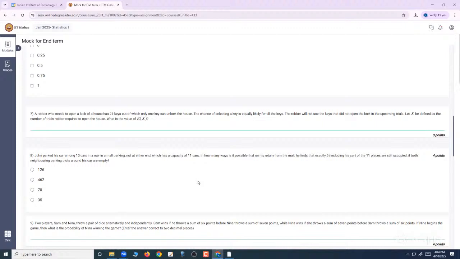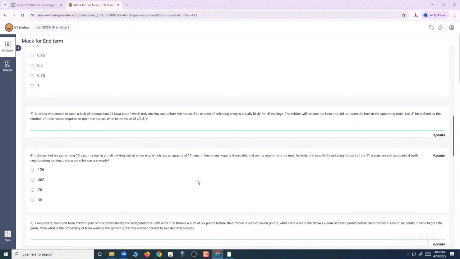In how many ways is it possible that on his return from the mall, he finds that exactly 5 of the 11 places, including his car, are still occupied, if both neighboring parking spots around his car are empty? So there are 5 cars there, including his car. You have to calculate the possible ways of this situation happening. So take your time, read the question carefully, and tell me the answer.